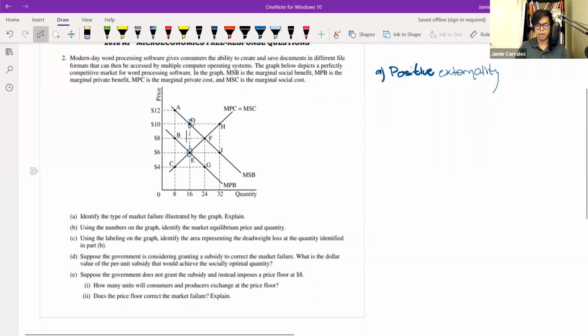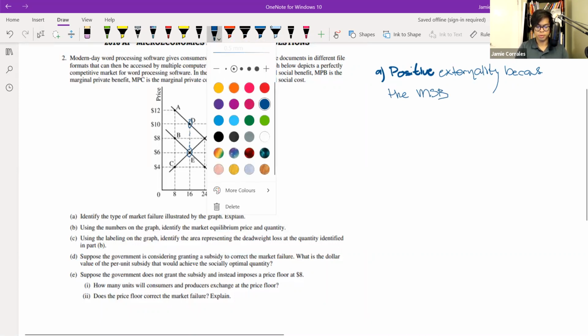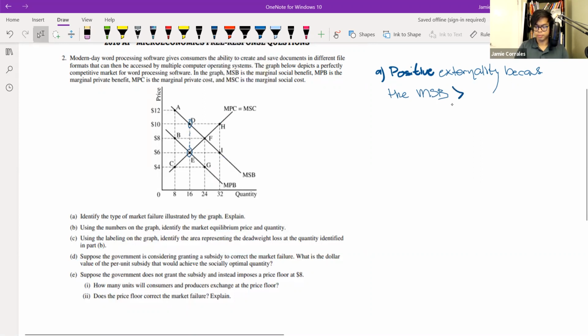So positive externality because the marginal social benefit is greater than the marginal private benefit at 16 units. So in other words, there is some benefit to society at the consumption of 16 units. So it would be beneficial if there was more production of this good.